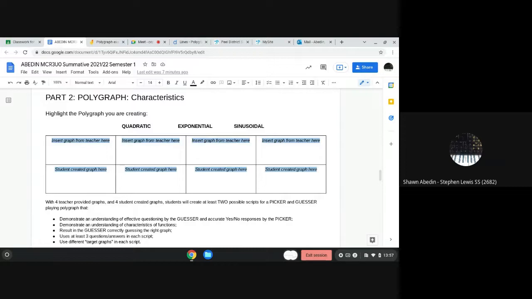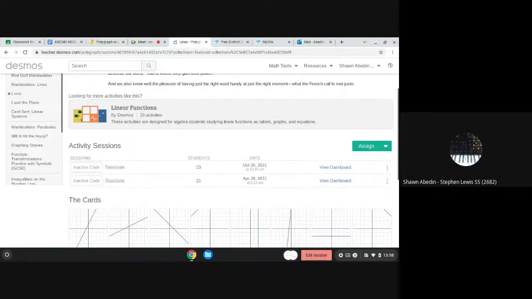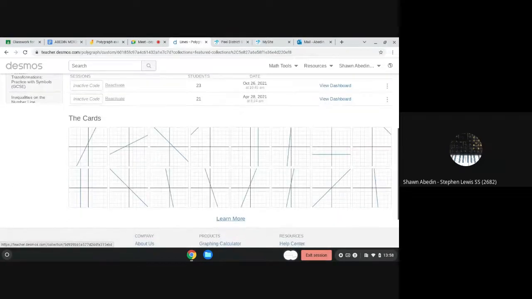Going to look at part 2, POLYGRAPH. Now, POLYGRAPH is a game on Desmos that deals with characteristics of functions. It is a 20 questions style game. So if you know the game 20 questions, which basically someone thinks of something and then people ask questions to guess what that unknown thing is. Well, Polygraph plays on that, except for it uses all graphs.